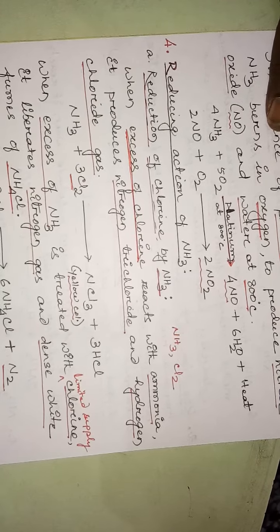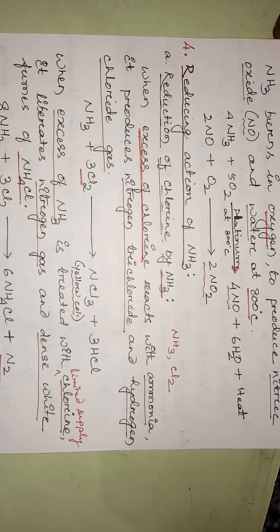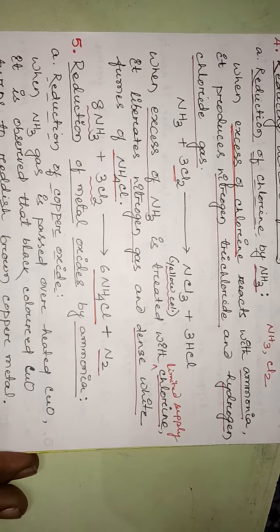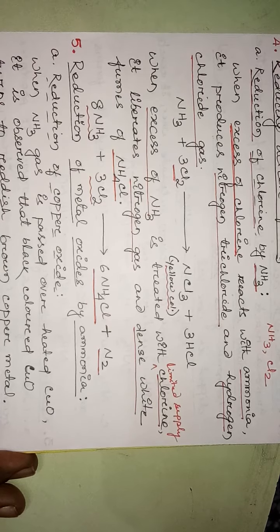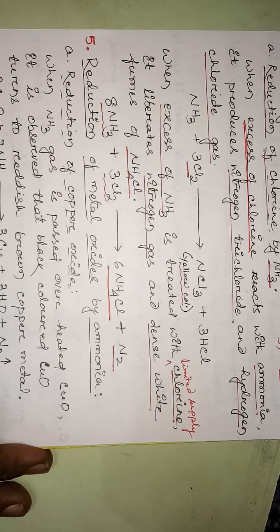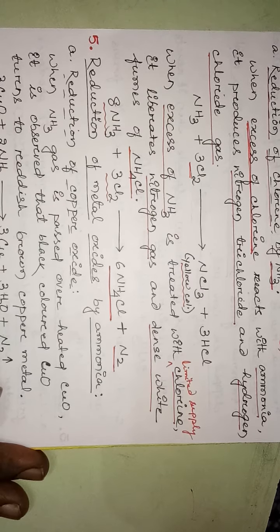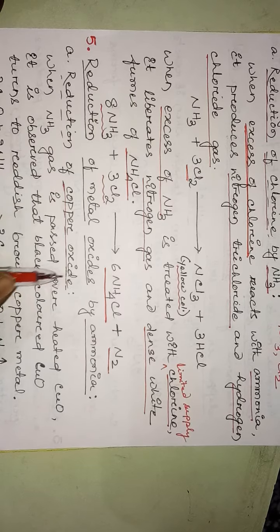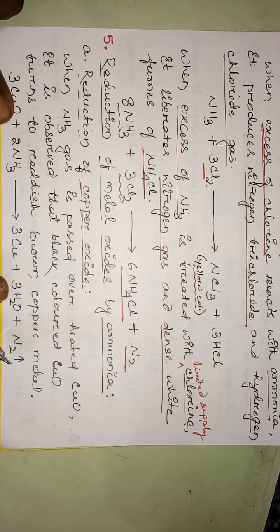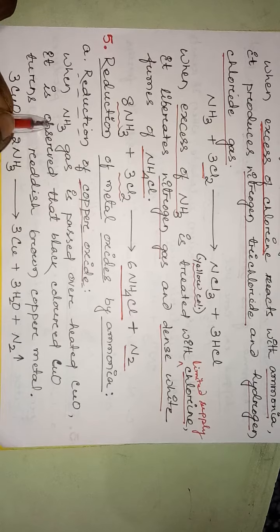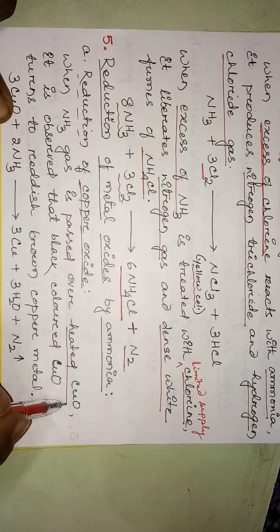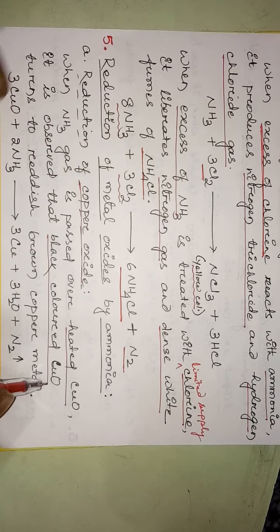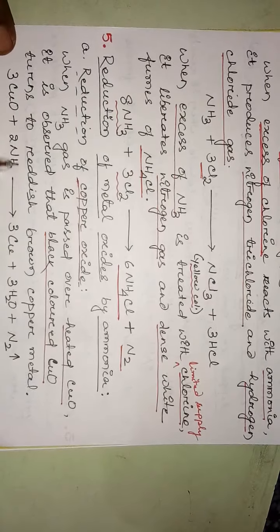Clear? Then another is how reduction takes place, how ammonia reduces the metal oxides. Now we discussed that chlorine reduces. Now how does ammonia reduce the metal oxides? So we'll take two examples, copper oxide and lead oxide. First we will discuss copper oxide. The reduction of copper oxide: when ammonia gas is passed over heated copper oxide, it is observed that the black color of copper oxide turns reddish brown.